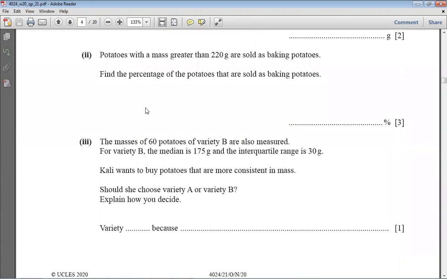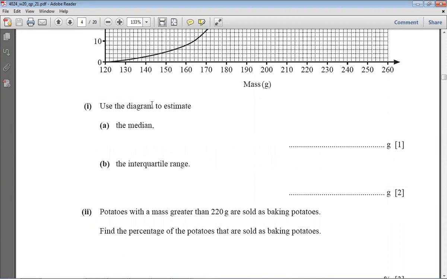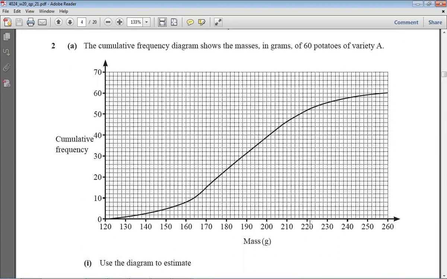The next question is, potatoes with a mass greater than 220 gram are sold as baking potatoes. Find the percentage of the potatoes that are sold as baking potatoes. Okay, so the mass of 220 gram is represented on the x-axis. So I will check where the 220 gram is here. From there, you go to the graph and then you check the cumulative frequency. For example, this value is 52. That means the potatoes less than 220 gram are 52, but we are looking for the potatoes which are more than 220 gram. The total potatoes are 60. So from 60 subtract 52, you get 8.